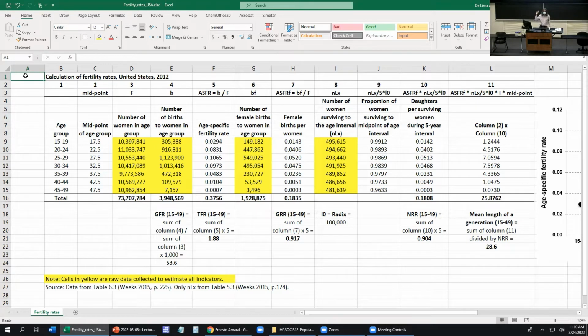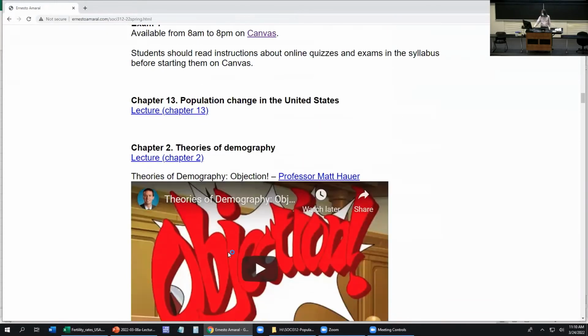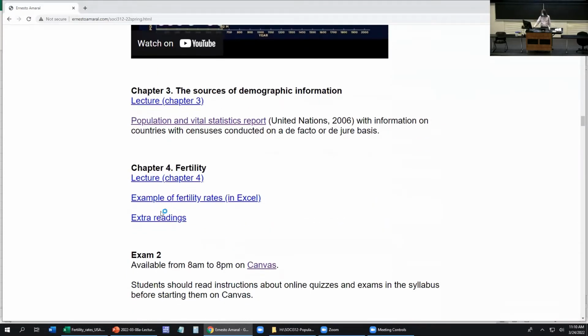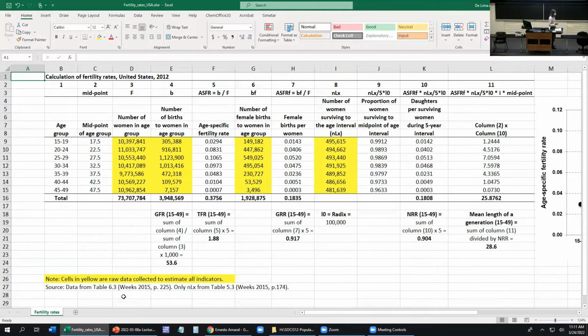As I mentioned, you can download this spreadsheet from the course website. Under the topic of fertility, there will be a link to an example of fertility rates in Excel. You download it, and it's going to be a compressed file. You uncompress it, and it has one file for Brazil and one for the US. Brazil is simple: it's just age-specific fertility rates for several years, as I showed in the last class. This one is just 1 year for the US, but then we will do several different rates.